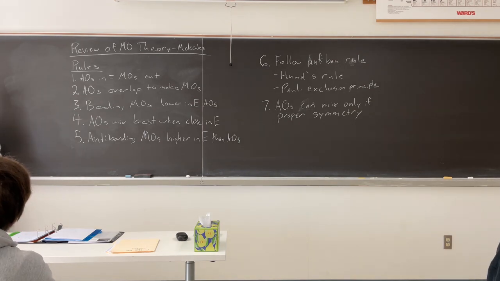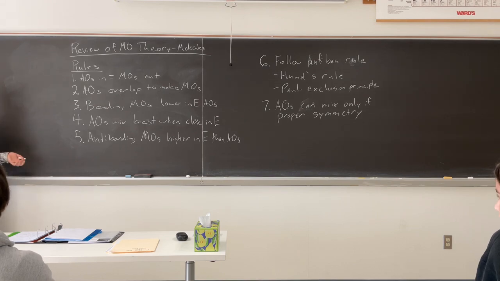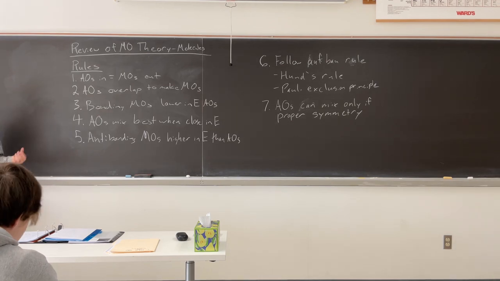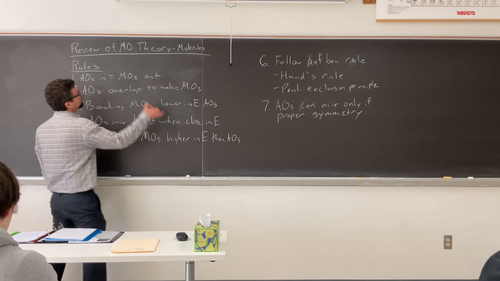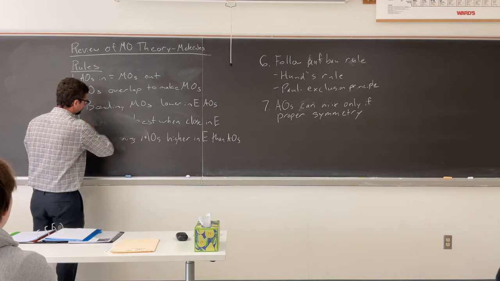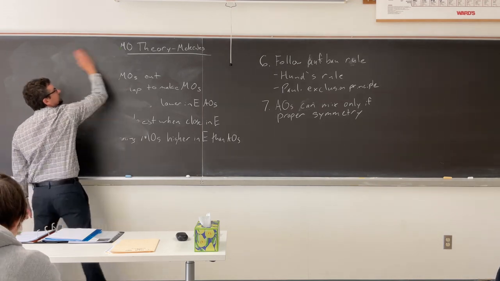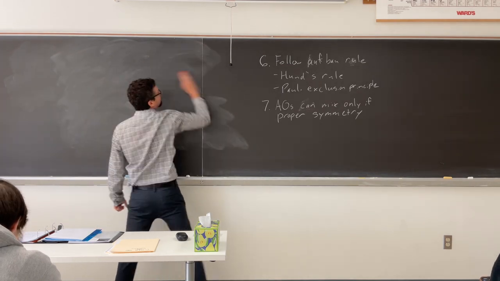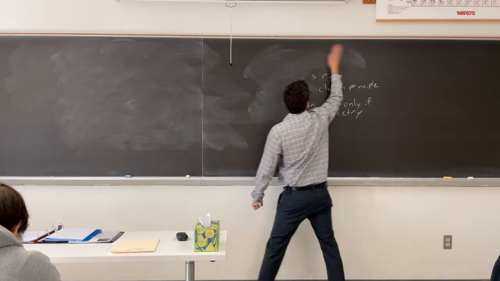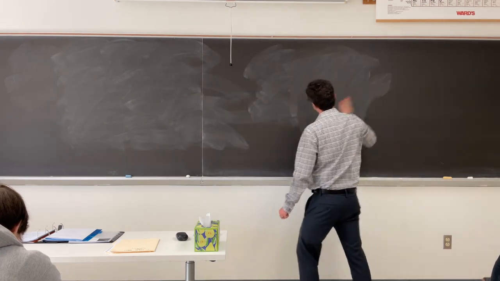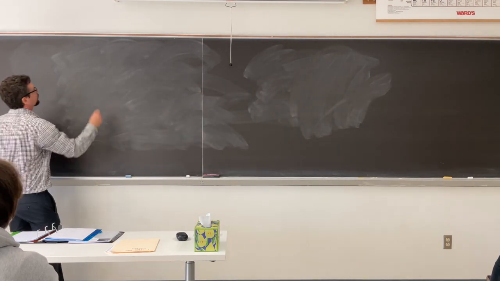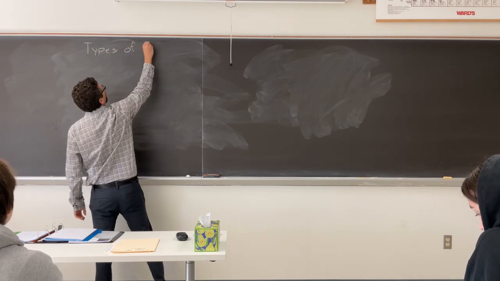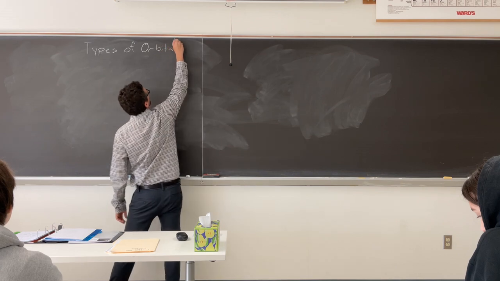Okay, these rules you should know by heart. I don't care that you know the exact wording of the rules, but you should inherently understand those, okay? After we reviewed the basics of MO theory, what did we start talking about next? Yep, types of overlap. And that's incredibly important too, because it will help us draw our molecular orbital diagrams. Types of orbital overlap.